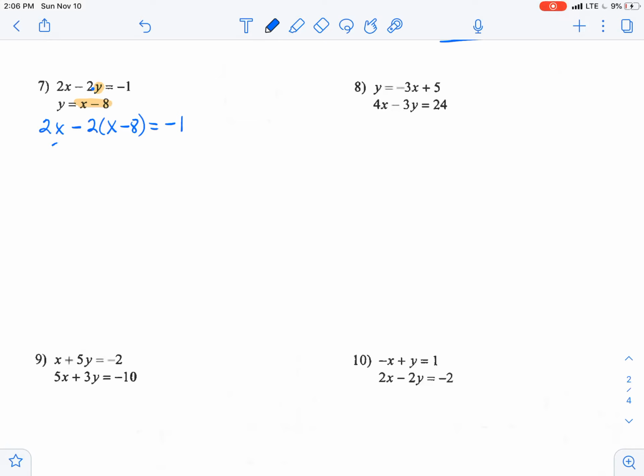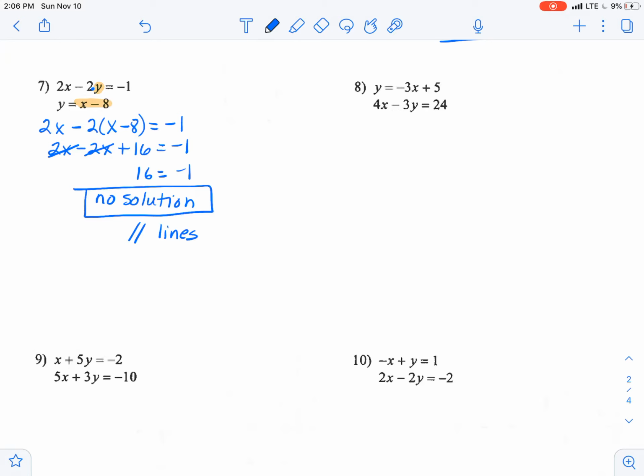So I'm going to go ahead and solve with a distributive property. I'm going to get negative 2x plus 16 equals negative 1. Now in this case, when I add 2x minus 2x, that's 0. So these actually, we say, cancel each other out. And I'm going to get 16 equals negative 1. Well, I know that's not ever going to happen, and so we say this is no solution. What that would mean, if you graph those, is that you have parallel lines. Okay? Now you don't have to tell me that. Your answer is simply no solution.